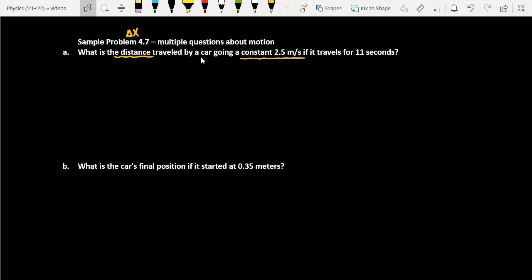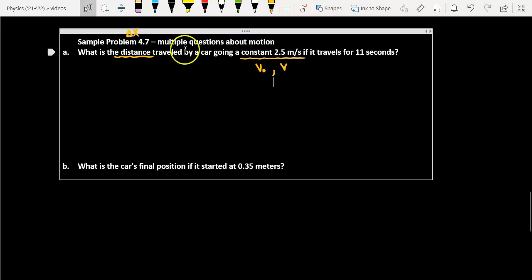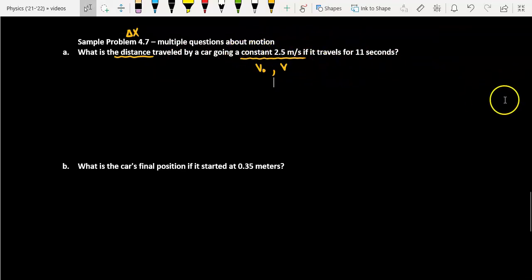It's going a constant 2.5 meters per second. So what does that tell us? That tells us the initial velocity is 2.5. That also tells us the final velocity is 2.5, right? And the other thing that you can infer from that is that if it's constant velocity, the acceleration is equal to 0. So that's also something that we can figure out from that. And we know it's going 11 seconds, so that's the time.